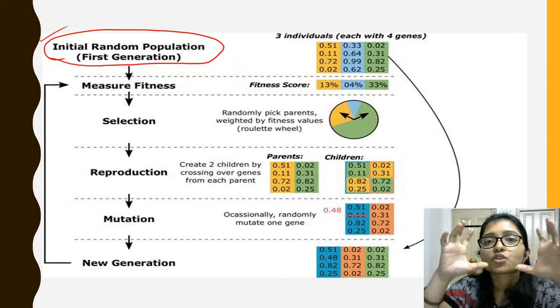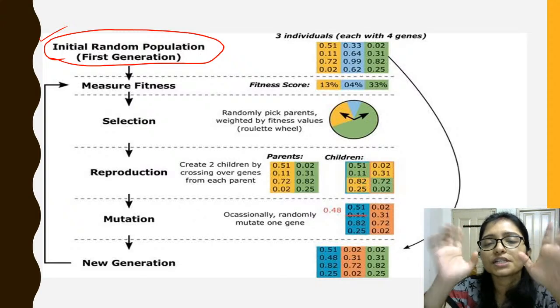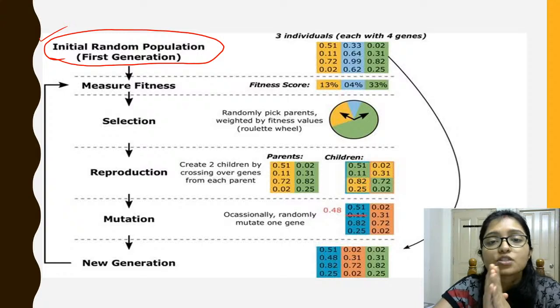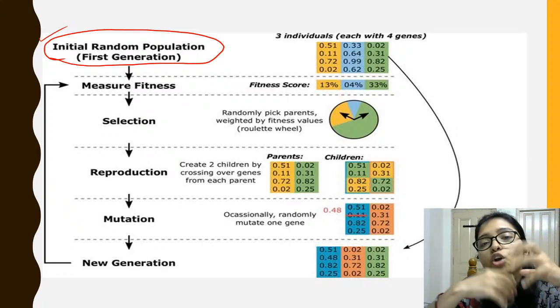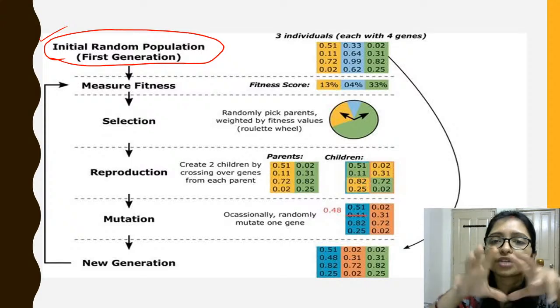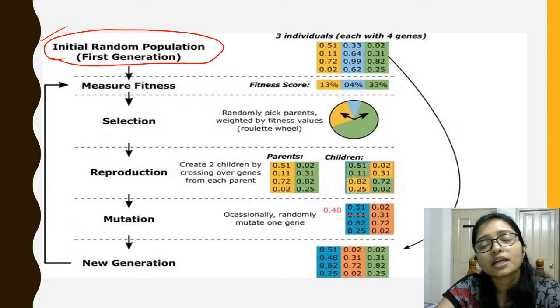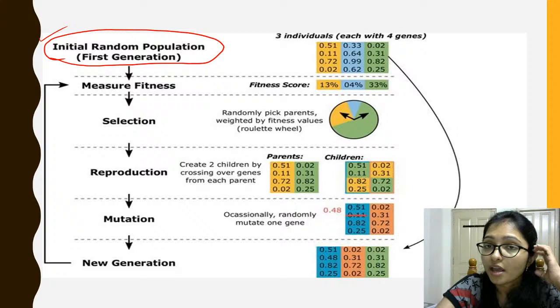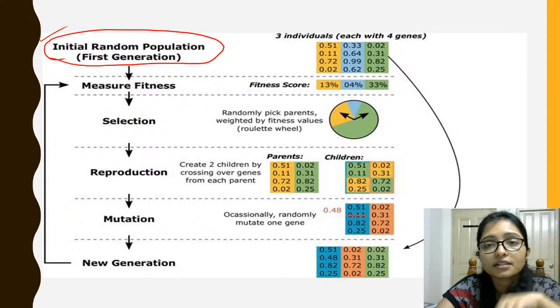Got it? So these are the processes of the genetic algorithm: how the fitness score is going on, how the crossover is going on, how the mutation is going on. Actually there are different types of algorithm, and some questions are coming from the fitness function, from the genetic algorithm.